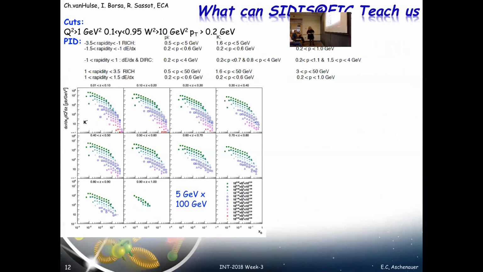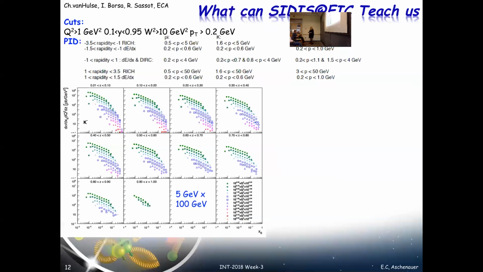So what you see here is the cross section in bins of x. Colors are Q squared, and the different panels are different z. The total integrated luminosity is 10 inverse femtobarn. We have applied a cut of Q squared bigger than 1 GeV squared, the normal y range, and at least the minimum W cut, which is easily fulfilled at an EIC. It's not a big deal. And we require pT bigger than 200 MeV.